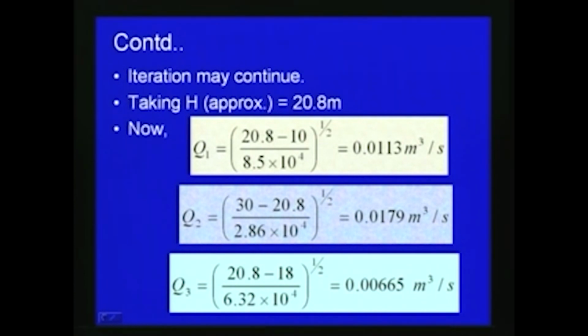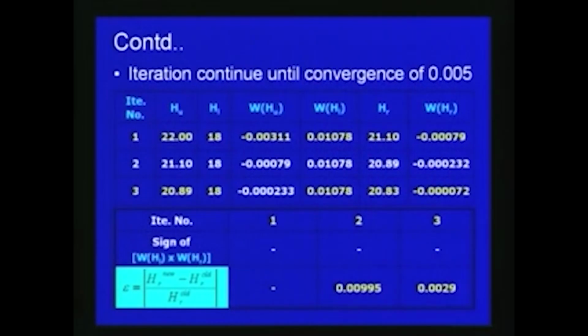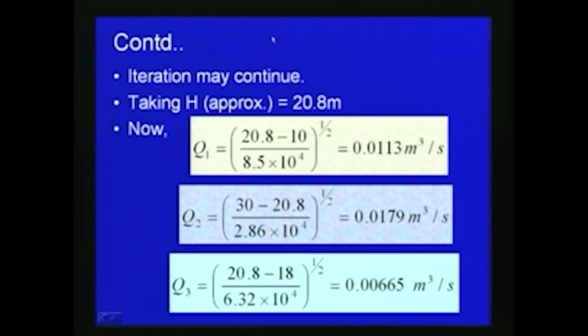Let us assume that the value is approximately equal to 20.8 meter, even though we got 20.83. Then we can find the discharge. Q1 is equal to the square root of (20.8 minus 10) divided by R1, 8.5 into 10 to the power 4, and we get 0.0113 cubic meter per second. Q2 will be the square root of (30 minus 20.8) divided by 2.86 into 10 to the power 4, which gives 0.0179 cubic meter per second.